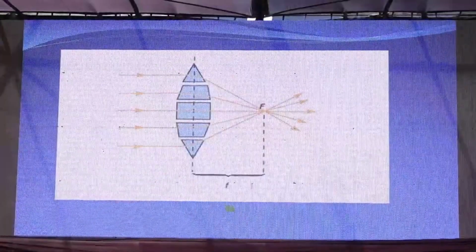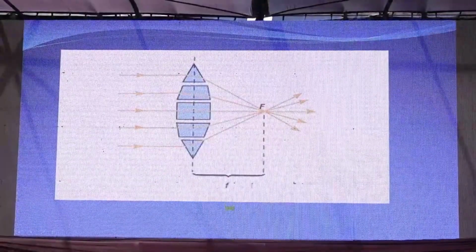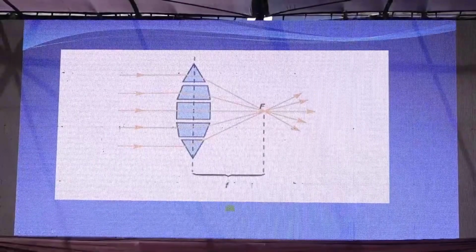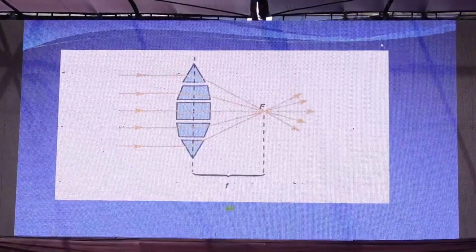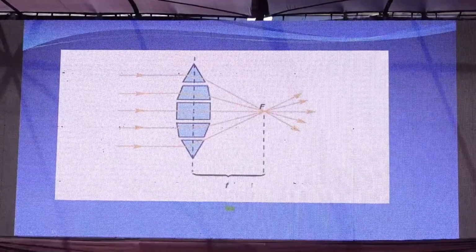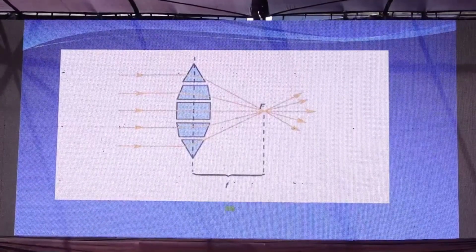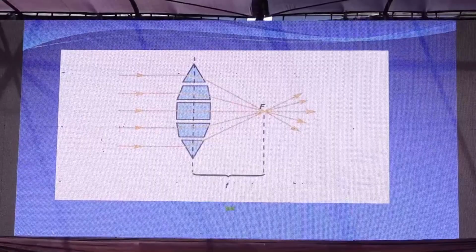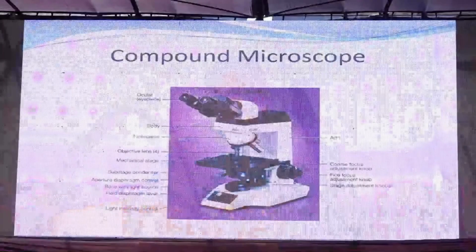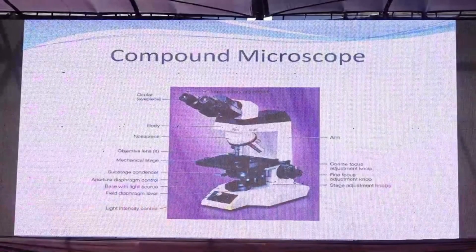How are the light rays focused by the lens? When we adjust the knobs, coarse adjustment and fine adjustment knobs, we focus the specimen. That lens helps to collect the rays of light, then refract them, and we observe it. This is the microscope we use these days.